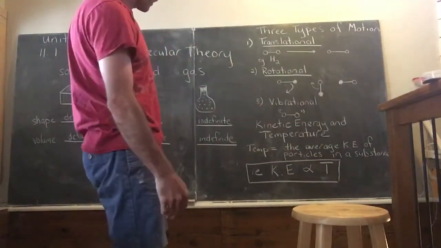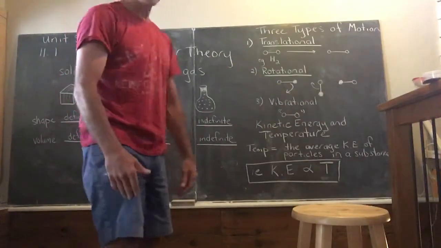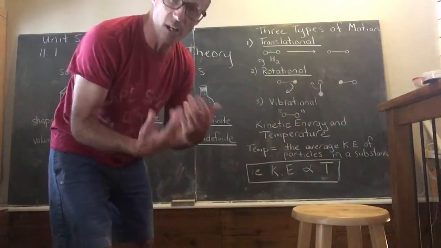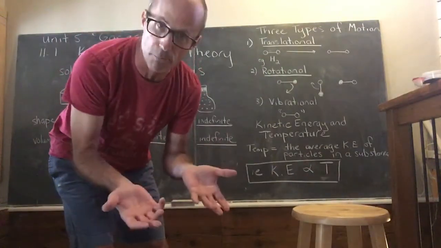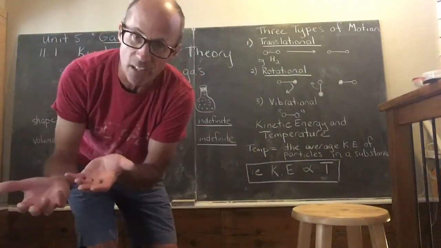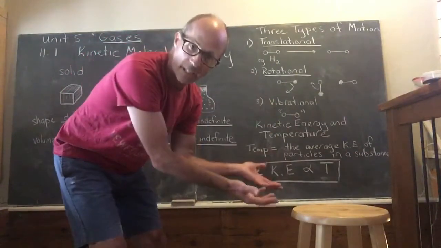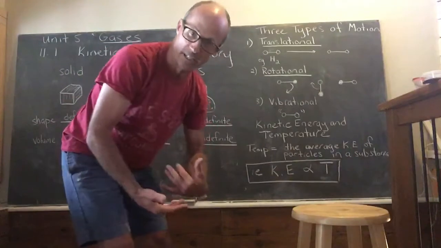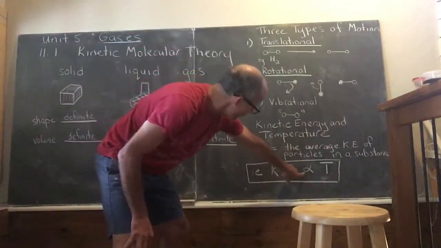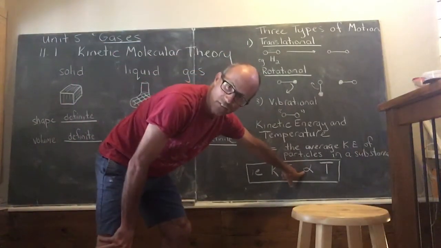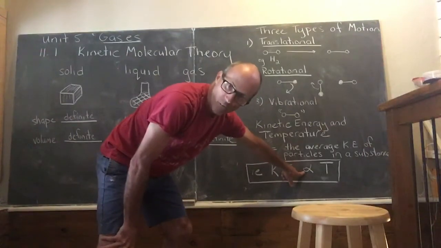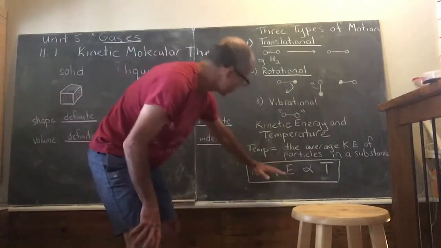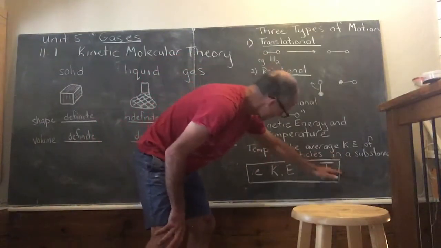So at the end of the day, temperature is simply the average kinetic energy of the particles in a substance. As we heat things up, they gain more kinetic energy. As we cool things down, they lose kinetic energy. And that, my friends, is a proportionality sign, the Greek letter alpha. We'll talk about it quite a bit in this unit. Kinetic energy is proportional to temperature.